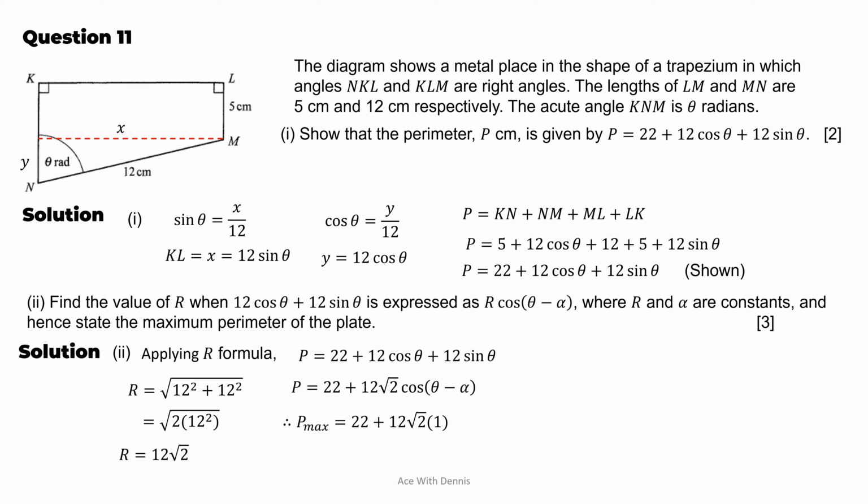So the maximum value of cosine theta minus alpha is 1. Therefore, the maximum perimeter will be 22 plus 12 root 2 times 1. And the answer is 22 plus 12 root 2 cm.